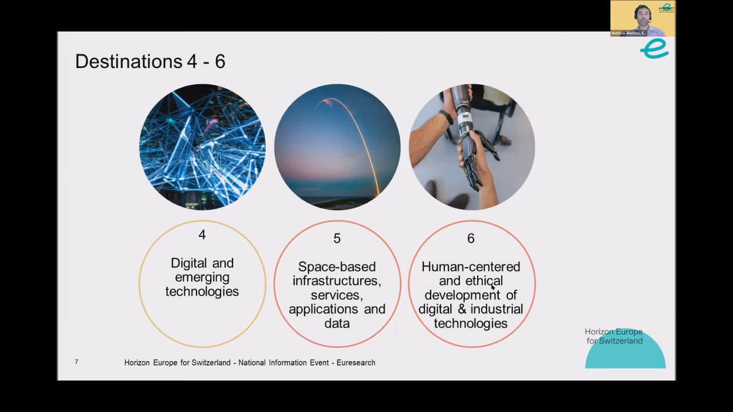And Destination 6 is about having a human-centered and ethical development of digital industrial technologies. How do we progress with our technology, both digital, but also the rest of it, in a way that we always keep the human element at the center? So with concepts such as privacy, such as cybersecurity and trust always in mind.